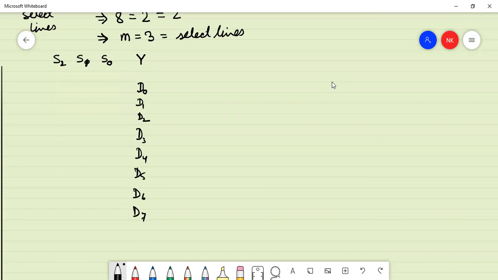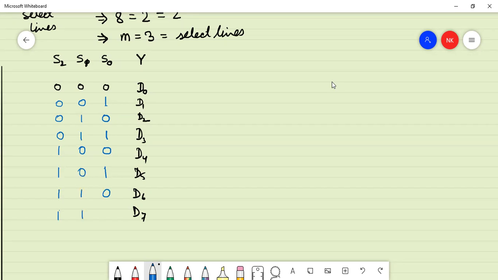So the very first combination is 0, 0, 0. The second combination will be 0, 0, 1. The third combination will be 0, 1, 0. Fourth combination will be 0, 1, 1. Then we will have 1, 0, 0. Then 1, 0, 1. Then we will have 1, 1, 0 and 1, 1, 1. So based upon this combination, we will have the output.